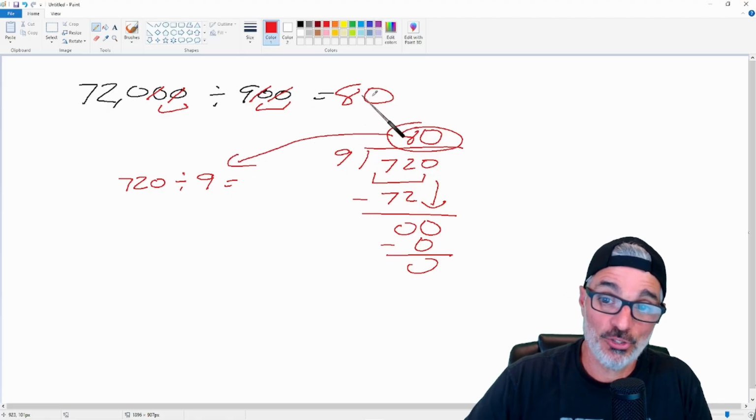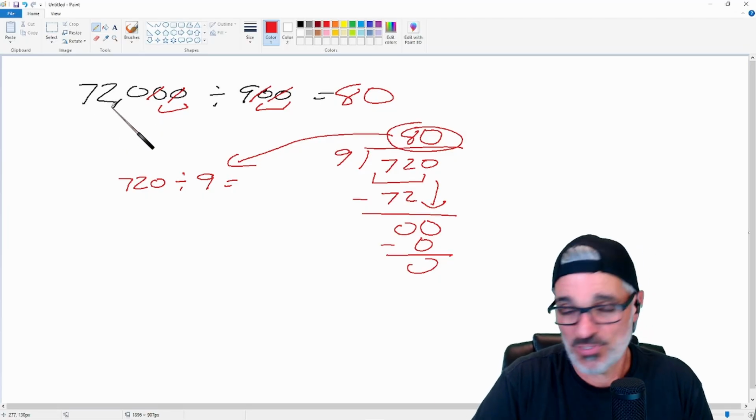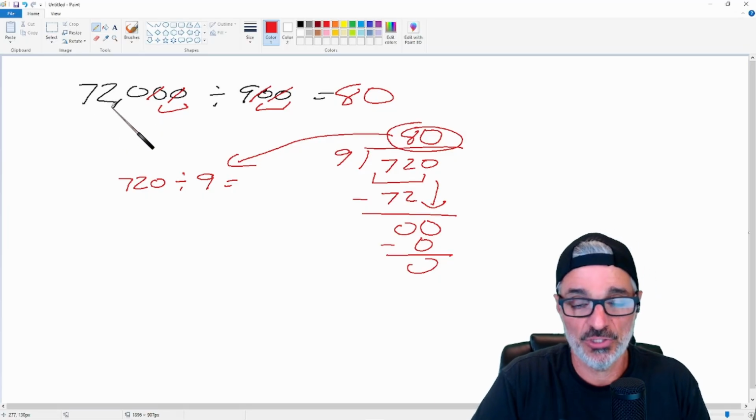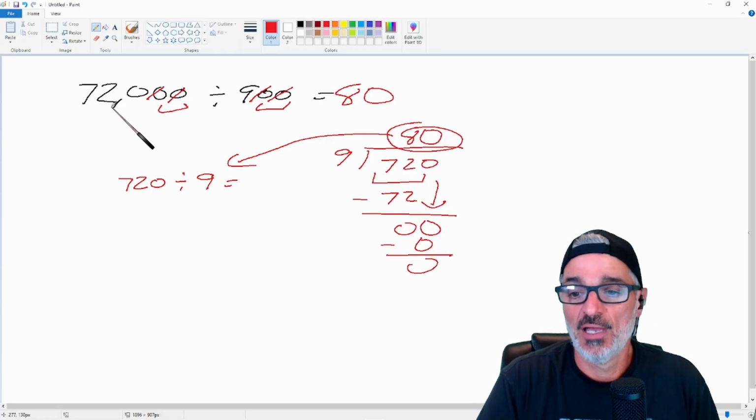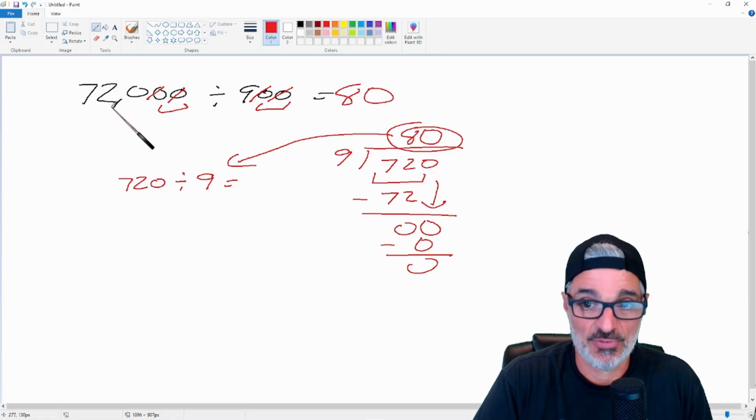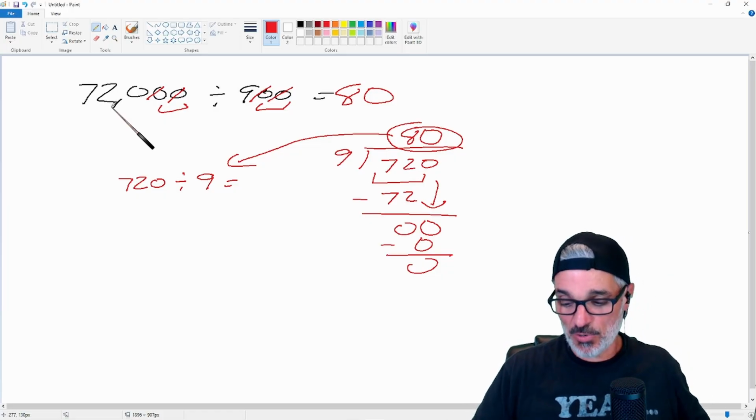So that means that if you multiply 80 times 900, you should get 72,000. We're not gonna do it, but you can do it. You can even do it with a calculator if you want. But you will get 72,000. Okay. So as you can see, it's the same thing as powers of 10.